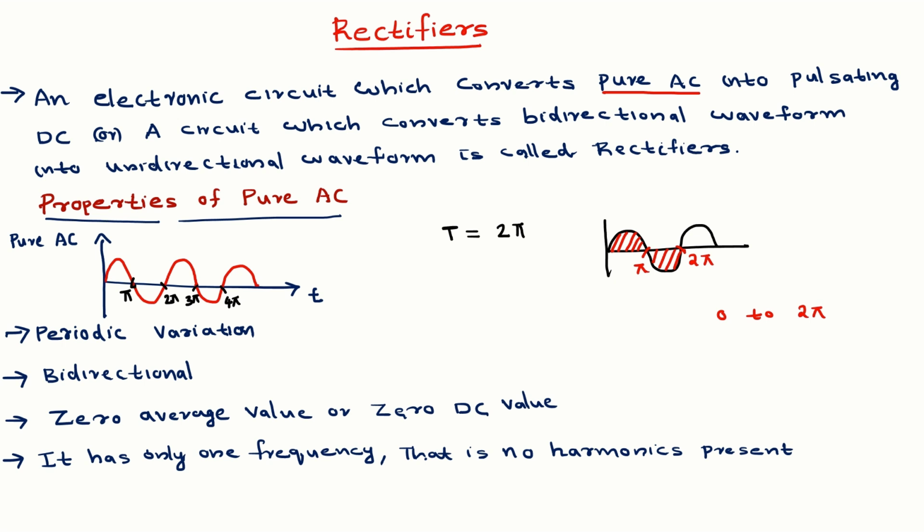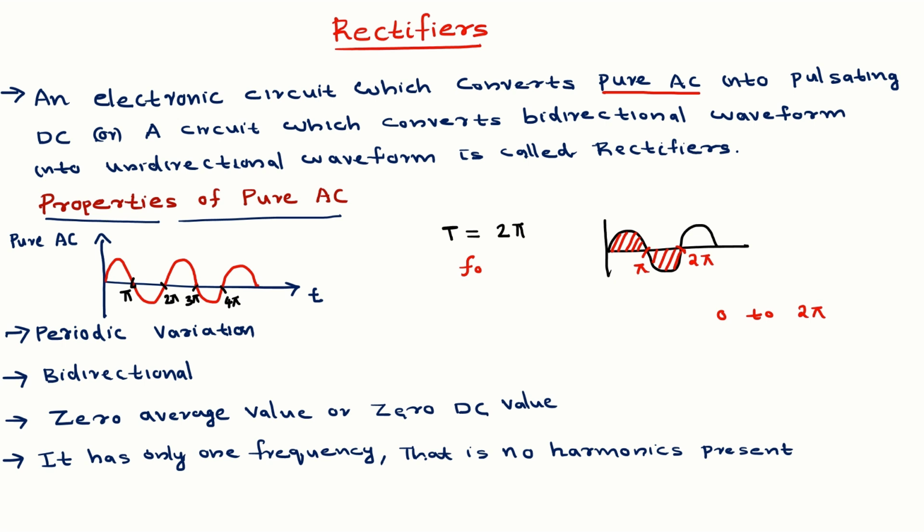And the next property of a pure AC signal is that it has only one frequency. That is, no harmonics are present. So in this example, I can say this waveform has a frequency of f0. This waveform, a pure AC signal, has only one frequency.